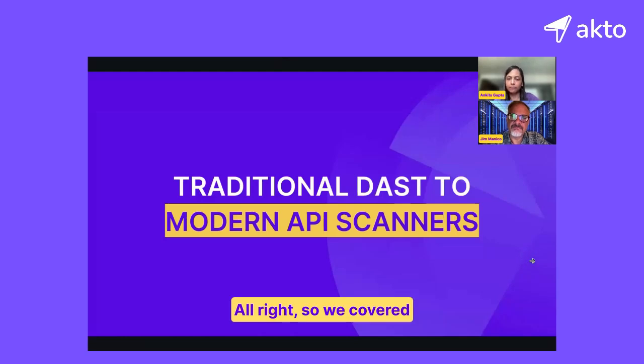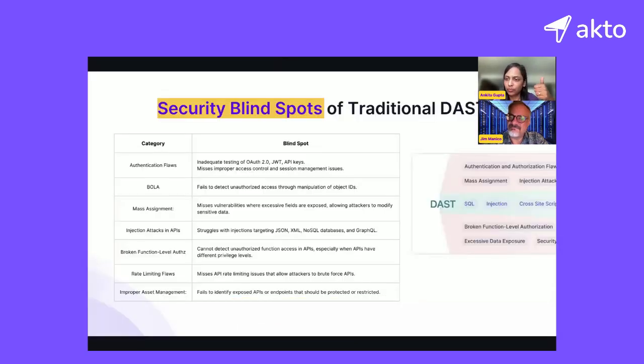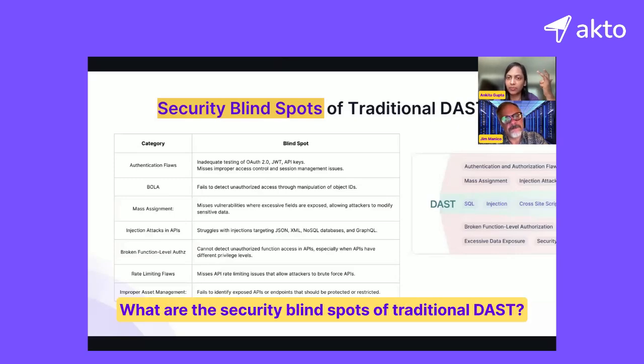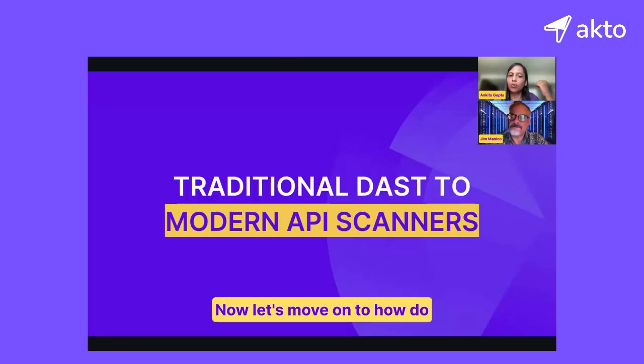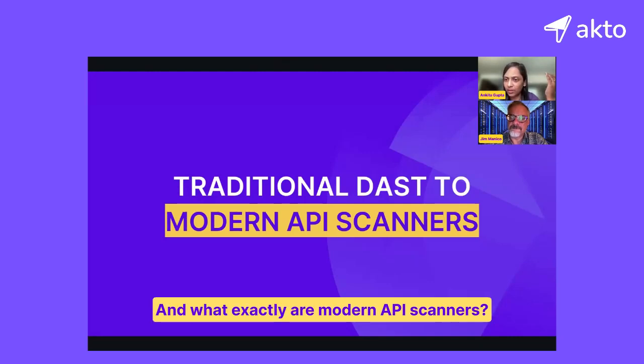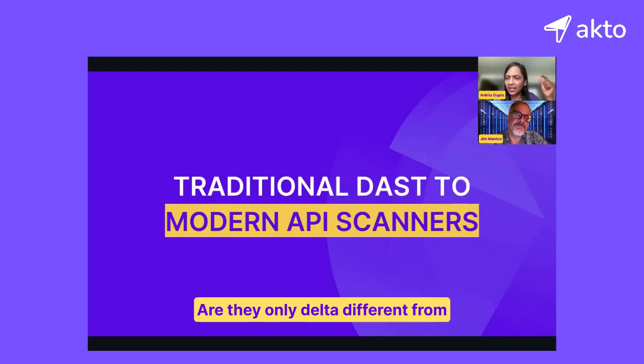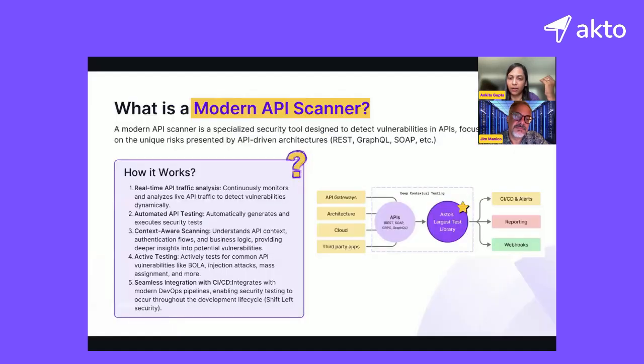All right, so we covered limitations of traditional DAST. What is traditional DAST? What are the security blind spots of traditional DAST? Now let's move on to how we move to modern API scanners, and what exactly are modern API scanners? Are they only a delta different from DAST, or are they significantly better? How do you think about it from your AppSec strategy perspective? So yeah, let's dive into this.